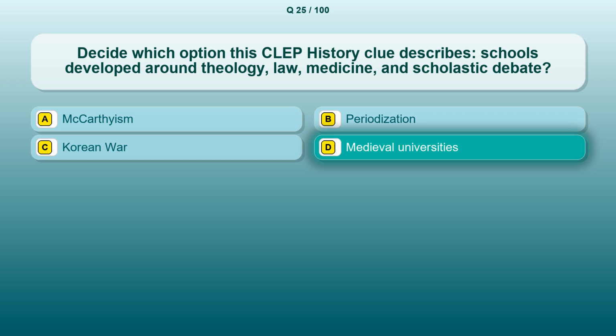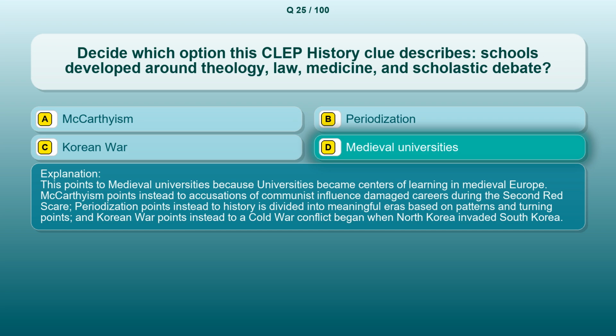The correct answer is option D, medieval universities. This points to medieval universities because universities became centers of learning in medieval Europe. McCarthyism points instead to accusations of communist influence damaged careers during the Second Red Scare. Periodization points instead to history is divided into meaningful eras based on patterns and turning points, and Korean War points instead to a Cold War conflict began when North Korea invaded South Korea.